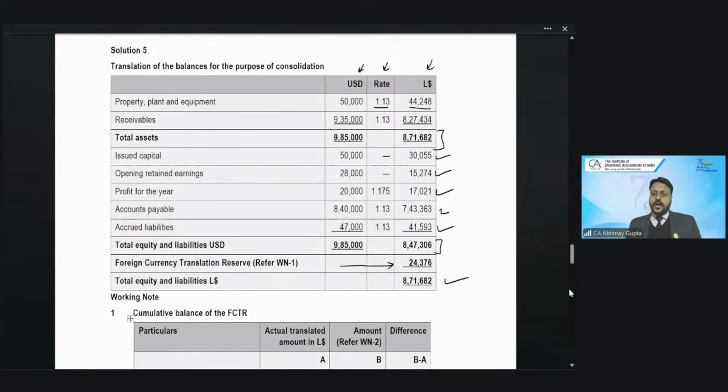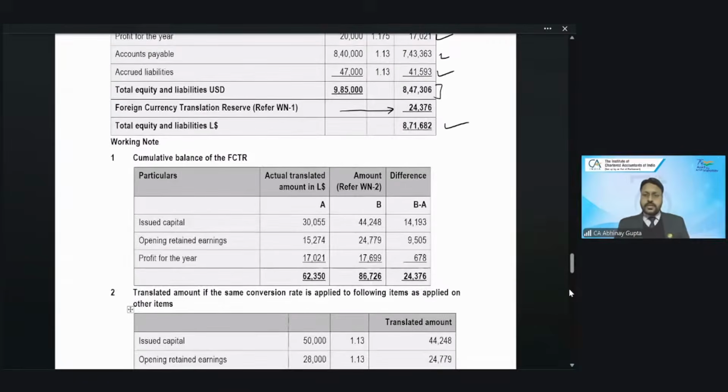Yes, sir. Now, what is the working of this translation reserve? 24,376. So issued capital is 30,055 given in the question. But if we convert the issued capital as well at the closing rate, then it would be arriving at 44,248, right? So the difference between the two is 14,193, and opening retained earnings as well, right? 9,505, and profit for the year, right? 678. So 24,376 would be arrived at as FCTR.